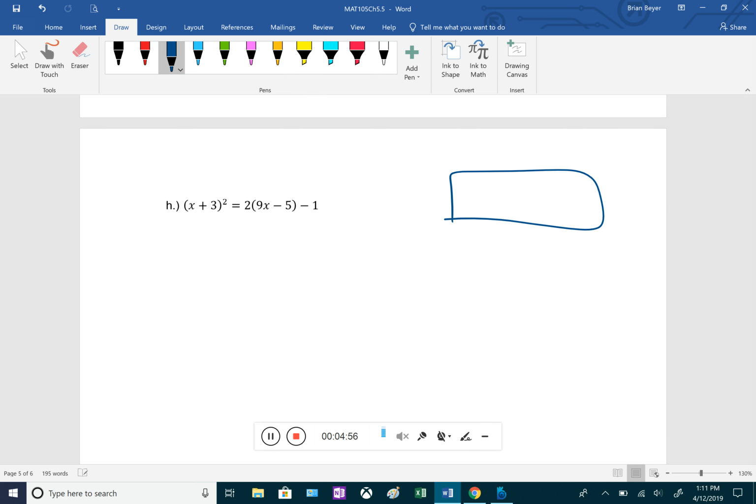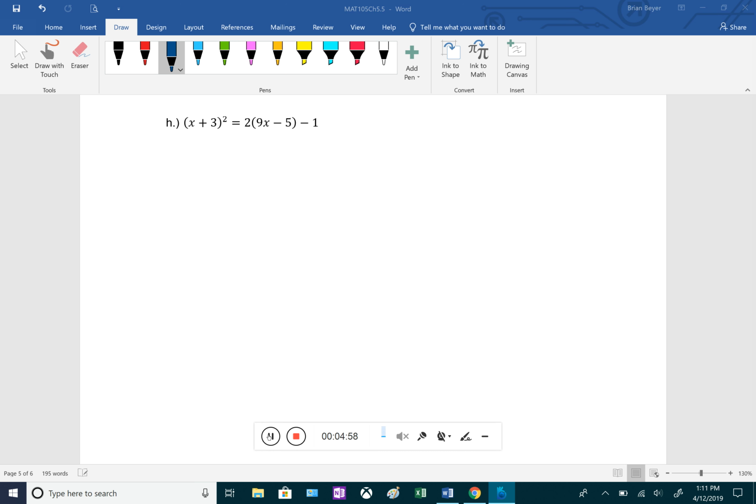Okay, so I think this is the last one here. So kind of nastier, we have x plus 3 squared equals 2 times 9x minus 5 minus 1. So it doesn't look like the other ones necessarily, but it's going to be the same procedure. We're going to get everything on one side and get it set equal to 0, but first we have to simplify each side here. So x plus 3 squared is x plus 3 times x plus 3. We would have to FOIL that out. We would get x squared plus 6x plus 9.